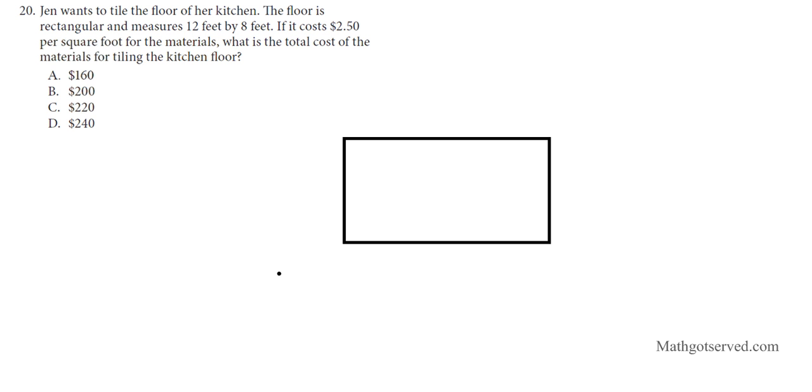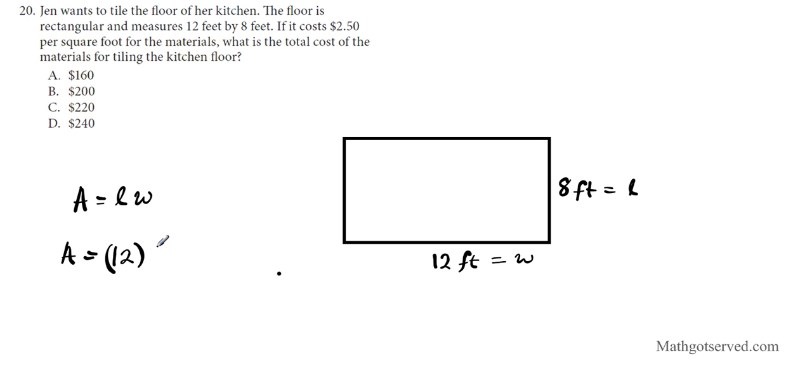Okay, so this is a 12 by 8 kitchen floor. So what is the area? We are trying to figure out what covers this entire region right here. Let's call this my length and this my width. The formula for area is length times width. So the area of this kitchen floor is going to be 12 times 8, or 8 times 12, doesn't matter. So the area is going to be 96 square feet.